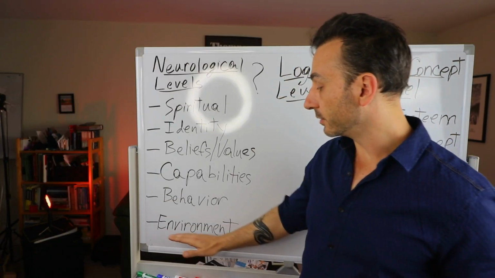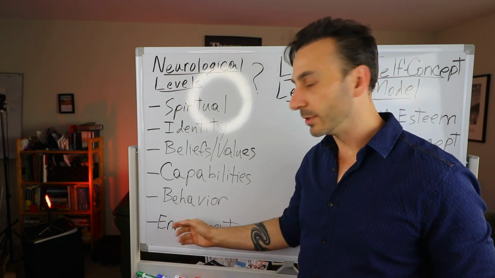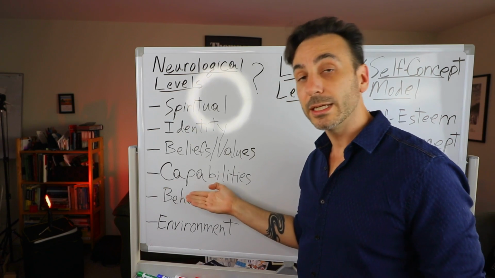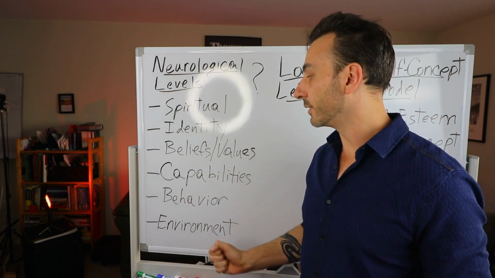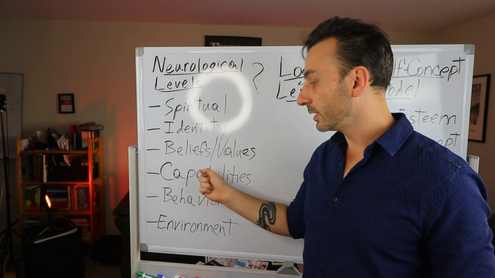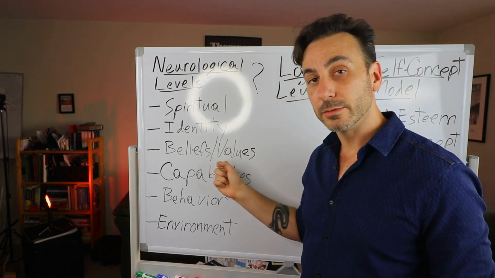So the idea is you start here, okay, well, what's going on in my environment? And then what are my behaviors within that environment? And then we go up to, well, what am I capable of? What behaviors am I capable of in the environment? And then what are my beliefs in this environment, in this area of my life? What do I value in this area?